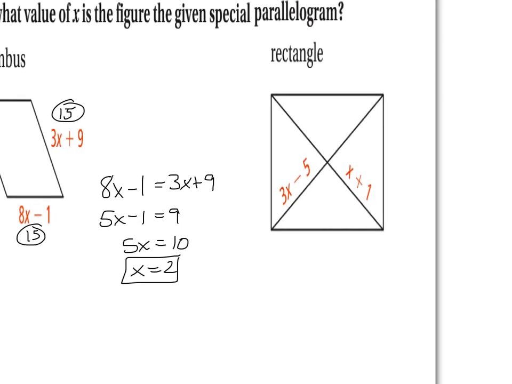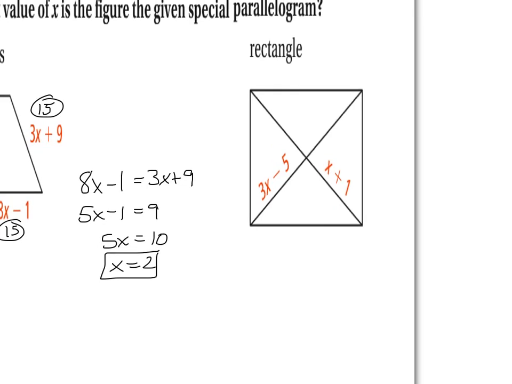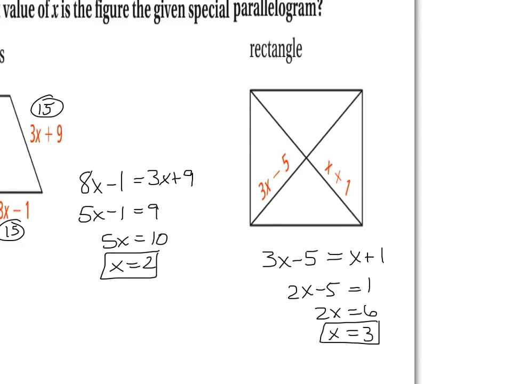Okay, and the next one, it's a rectangle, so we know that the diagonals are congruent. So even if we just have their parts, 3x minus 5 is going to equal x plus 1. Subtract x, you get 2x minus 5 equals 1. Add 5, 2x is going to equal 6. And divide by 2, x is going to be 3.